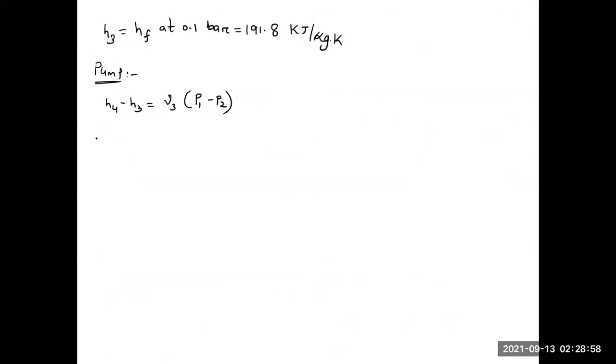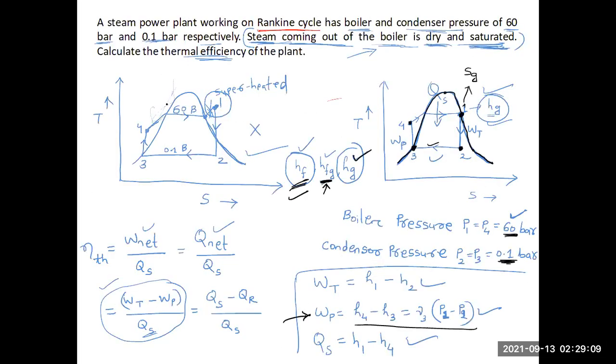Okay, now what is H4? H4 value we don't know. What is H3? H3 value we already got, 191.8, equal to V3. What do you mean by V3? V3 means specific volume at point 3. Again from the data book we will find out at point 3 what is the pressure. Here the pressure is 0.1 bar. So from the data book we will find when the pressure is 0.1 bar, what is the specific volume of the fluid.